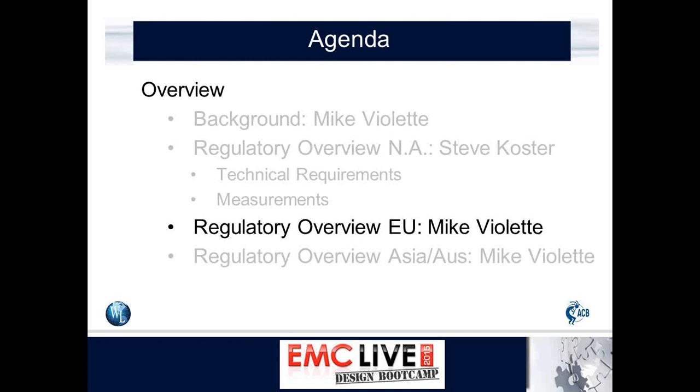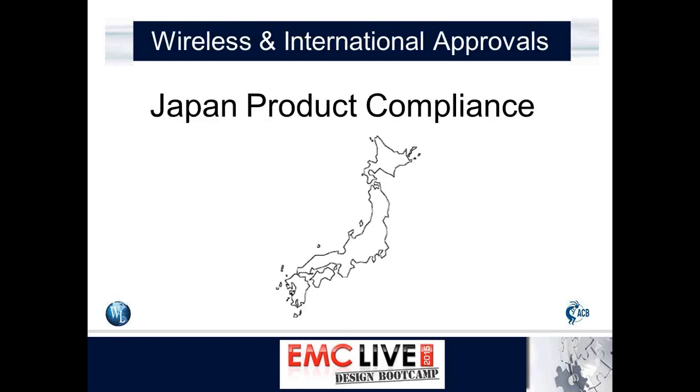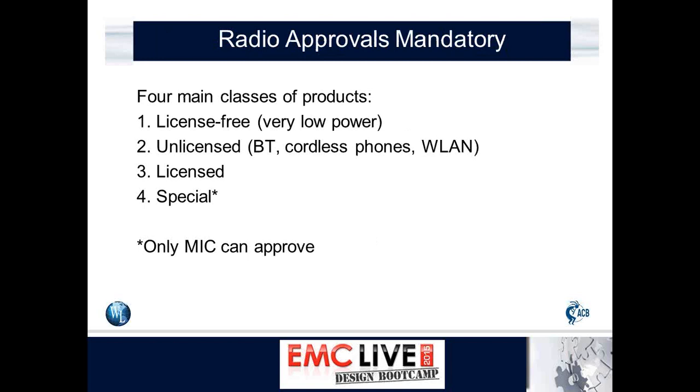Okay, Steve, in the time remaining, we'll try to cover the rest of the world here. Particularly, we're looking at some of the interest in Japan. A U.S.-Japan Mutual Recognition Agreement was signed a few years ago, and so now there's access to the Japanese certification market that you can take advantage of here in the United States. Similar to Europe and the U.S., the radio approvals are mandatory.